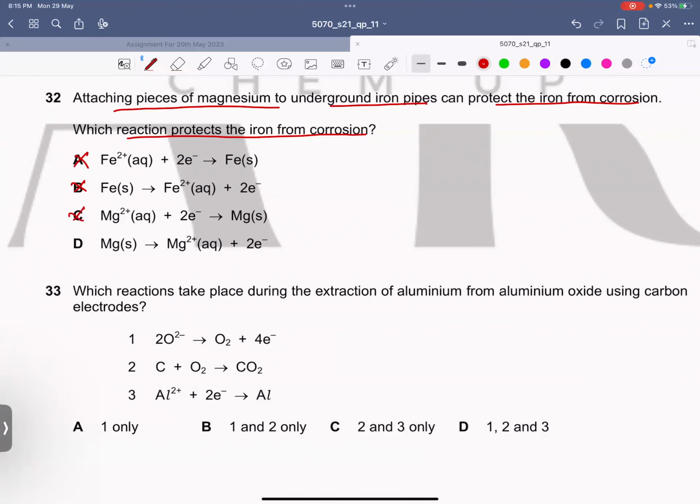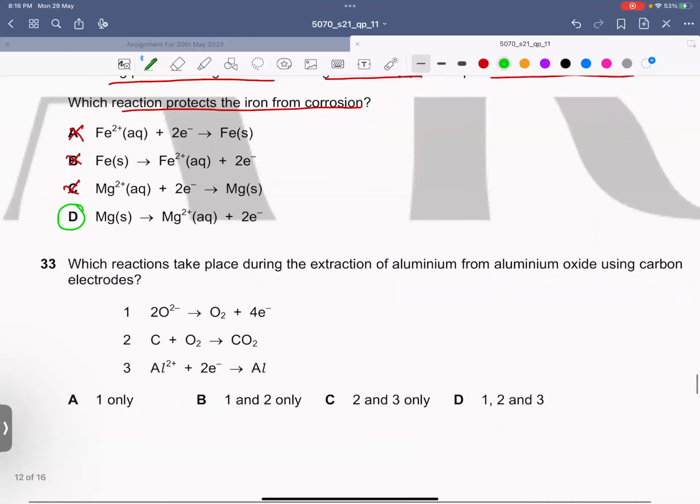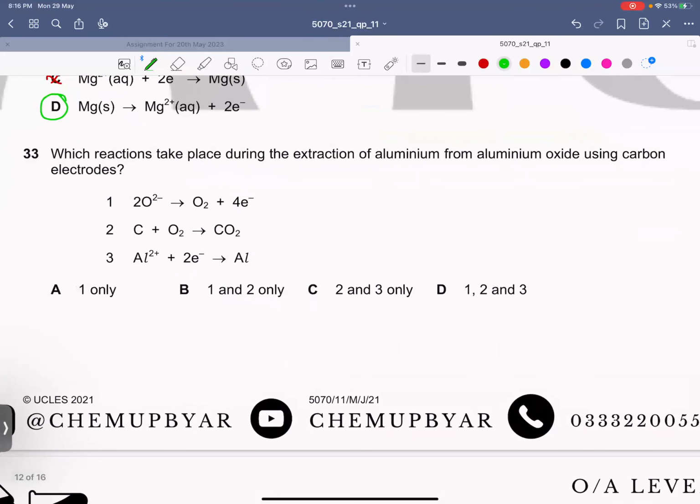And here magnesium itself is getting oxidised, so this can be the answer. Magnesium turns into ions, losing its electrons, and these electrons are gained by iron. Due to this, iron is prevented from corrosion or rusting. They are attached to a wire so the electrons can flow easily.